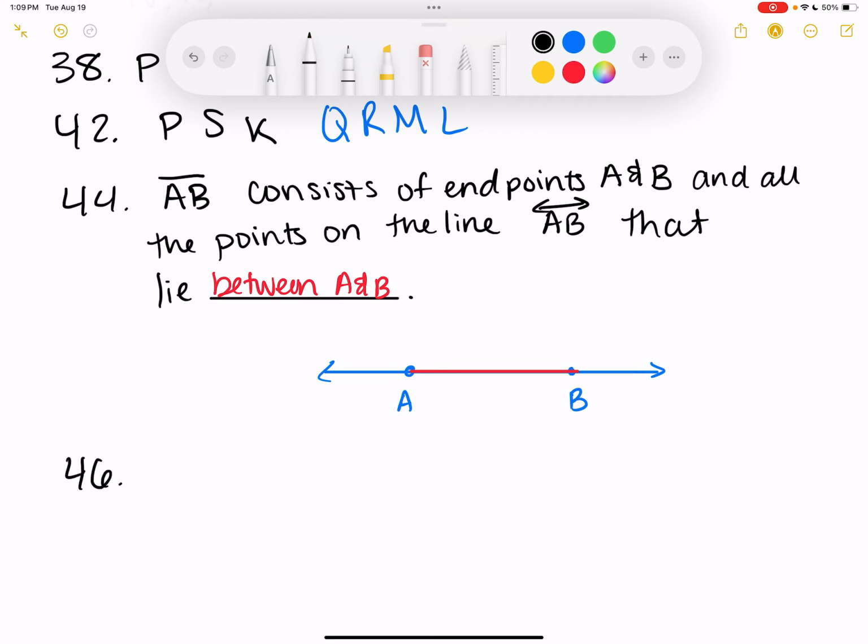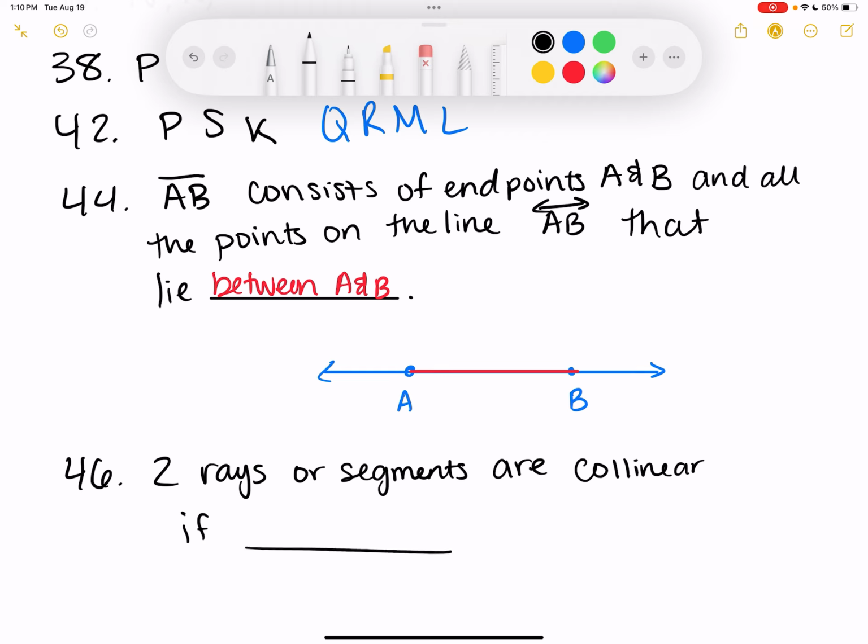Number 46. Two rays or segments are collinear if, fill in the blank. So what would make them collinear if they're what? Opposite rays.